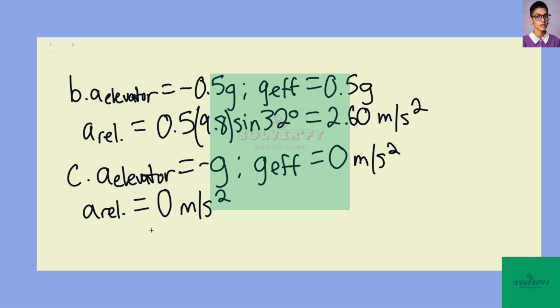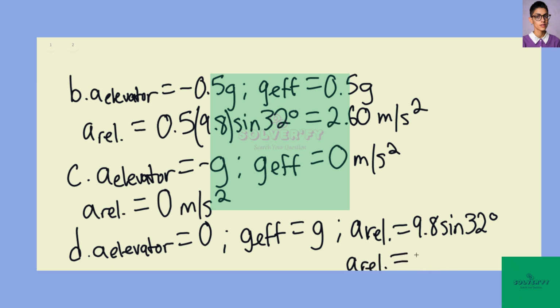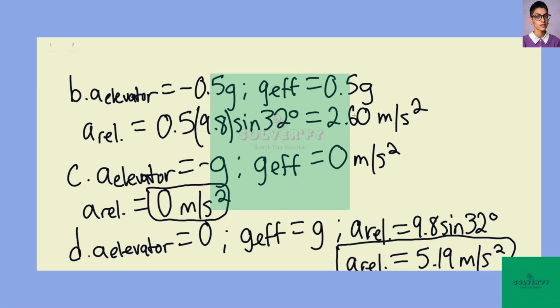So at this point, for part D, we know that the acceleration of the elevator here equals 0. So the effective acceleration due to gravity will simply be equal to the acceleration due to gravity. And again, the relative acceleration will be equal to 9.8 sine of 32 degrees. So the relative acceleration will be equal to 5.19 meters per second squared. So this would be our final answer for part D, our final answer for part C, and final answer for part B. That is the end of the solution.